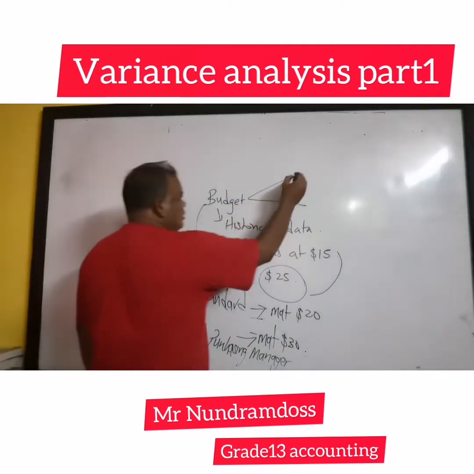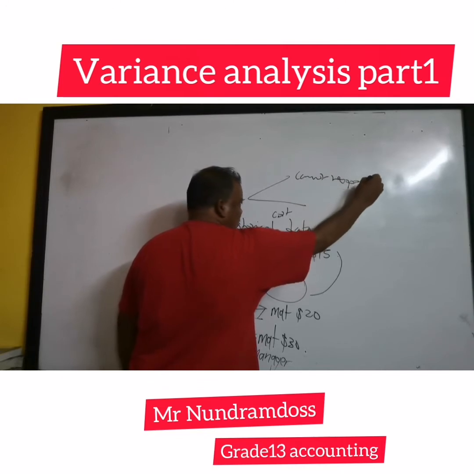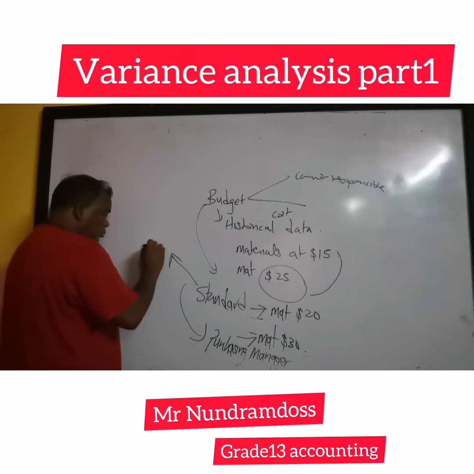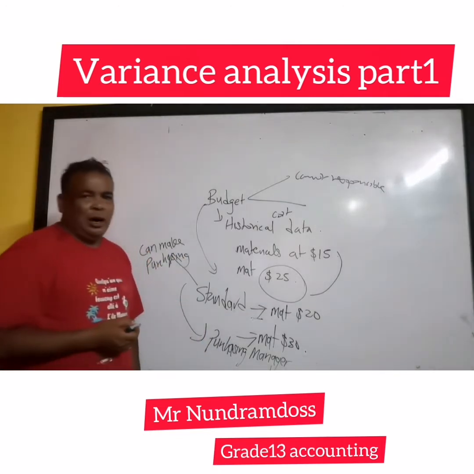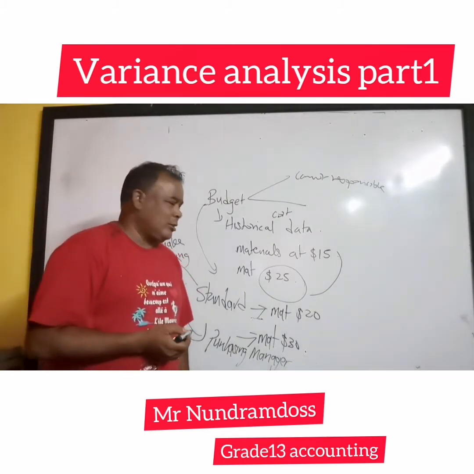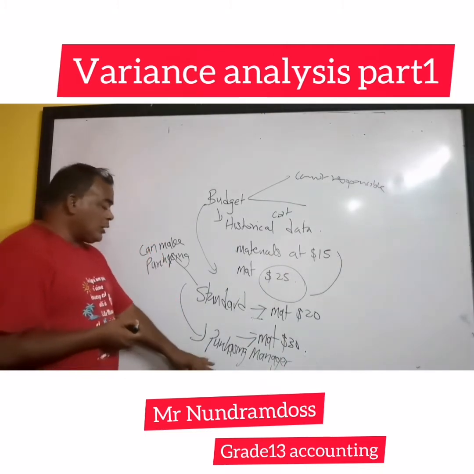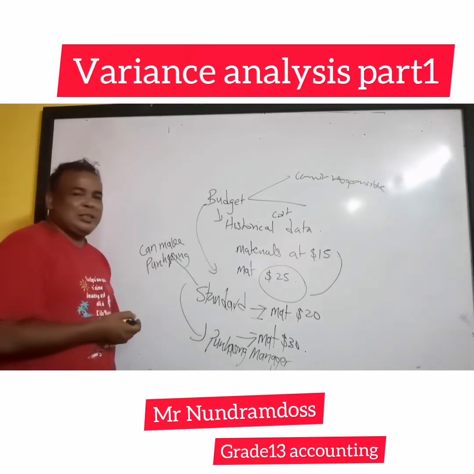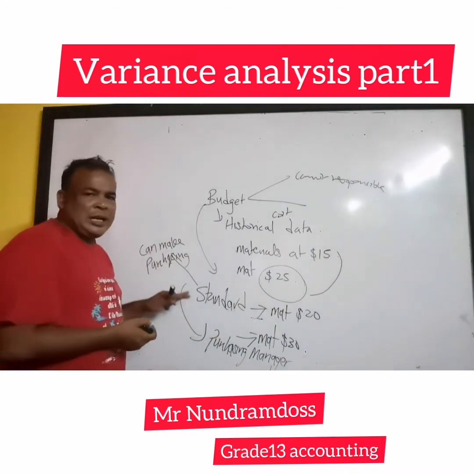But in budget, we cannot make anyone responsible. But in standard costing, we can make the purchasing manager responsible because we have set a standard material price after investigation on the market. So materials should have been bought at $20, not $30. In this case, we can investigate, we can make the purchasing manager responsible for purchasing materials at higher prices. So this is the difference between budget and standard.